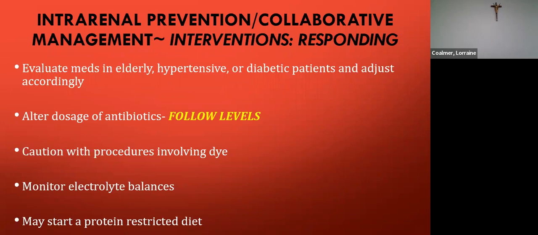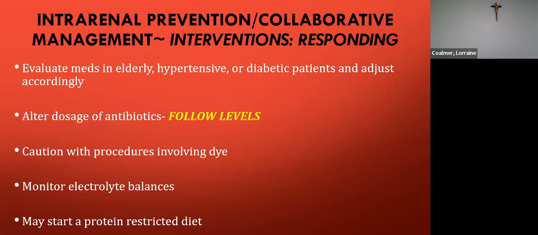Okay, aside from rhabdo, what do we do to prevent damage to the actual kidney? Look at their meds. Definitely, if it's something that has a narrow therapeutic window, you better ask for an antibiotic level. Vancomycin, gentamicin. Also digoxin. Narrow therapeutic window. You really want to make sure you're following the levels. Caution with dye.